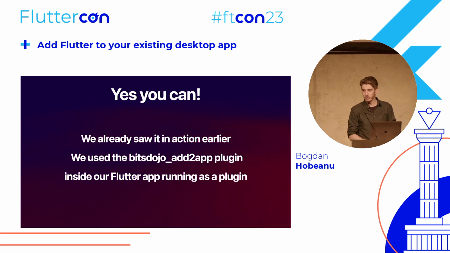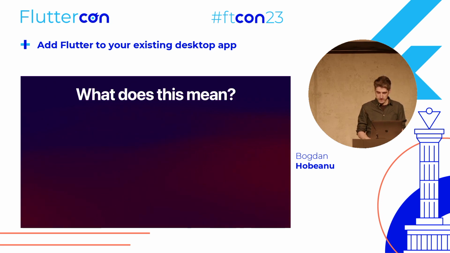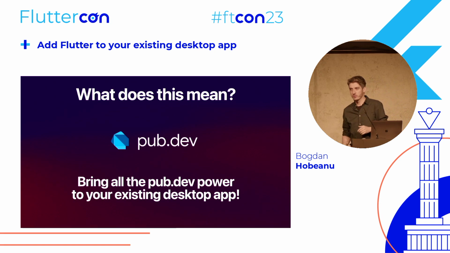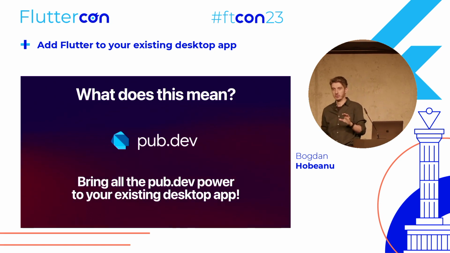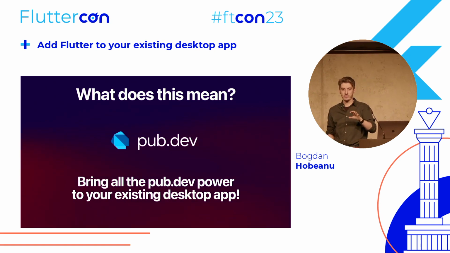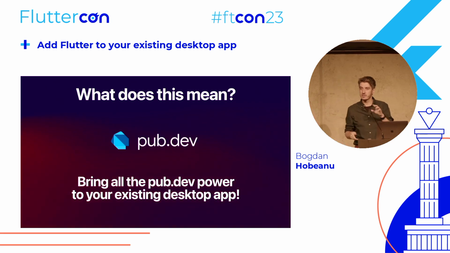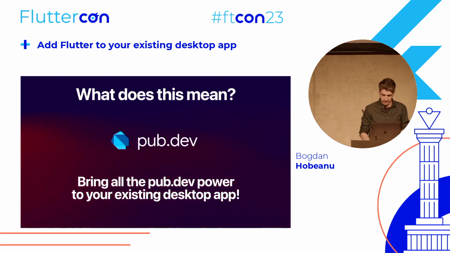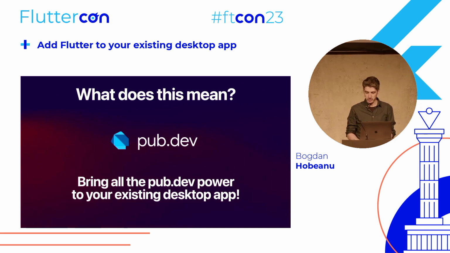So now you might wonder, why am I bringing this to the discussion? Why is this important to you? This means that you can use any package on pub.dev in your existing desktop app. So if you have a Python app, a Java app, a C++ app, C# app, a Go app, then you can use packages from pub.dev inside that app. So you can extend that functionality using plugins on pub.dev.